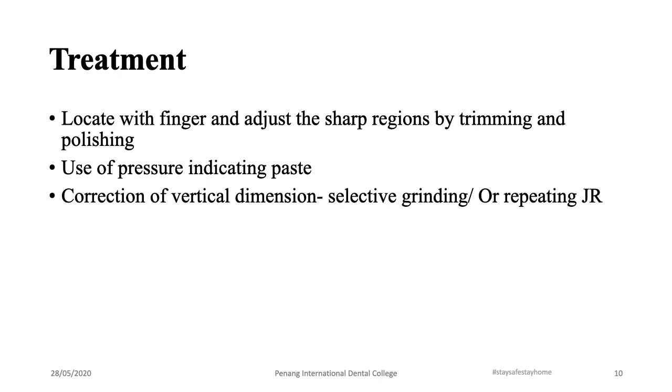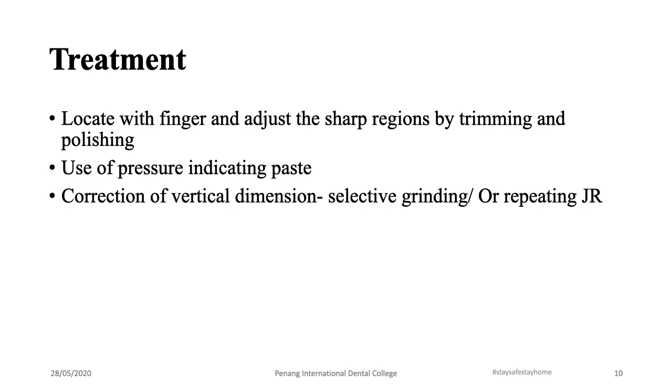So what treatments do you do? The first thing, as I said, is trimming of the dentures by running the finger on the sharp edges, finding out where the sharp regions are, and then slowly trimming and polishing that area. You can also use pressure indicating pastes to find out where the pressures are being applied, where you cannot see any sore spot or inflammation, but the patient is complaining that there is some kind of impinging taking place in a specific spot. Correction of vertical dimension is by selective grinding.